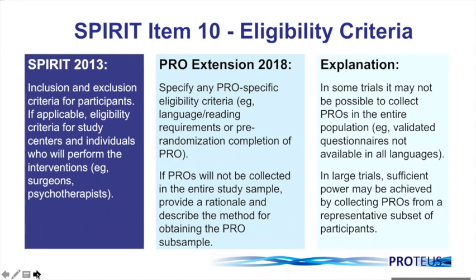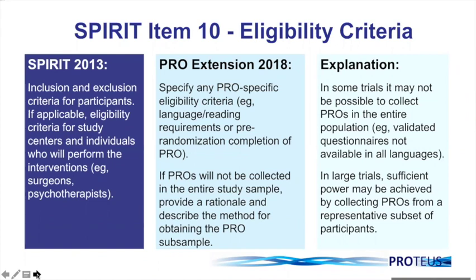Now, a further point to this is that if PROs will not be collected in the entire study sample, you should also provide a rationale and describe the method for obtaining the subsample in whom you are going to be collecting your PRO data. So what's the reason for this? Well, in some trials, sadly, it might not be possible to collect PROs in the entire population, and this may occur if you don't have, for example, questionnaires validated in the population of interest.